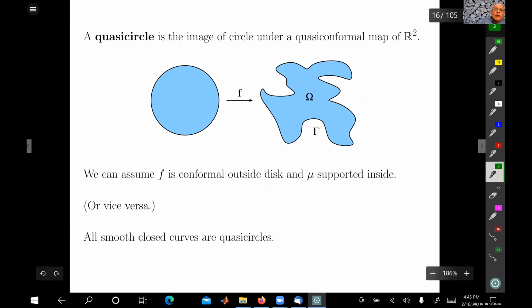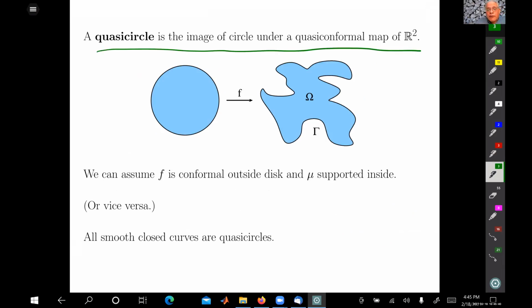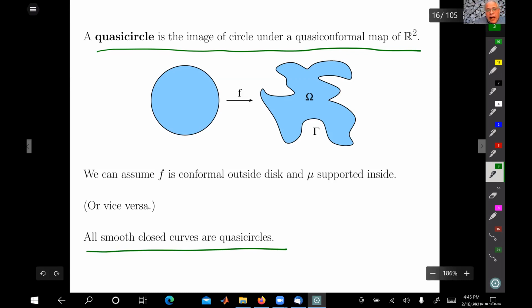But officially, a quasi-circle is the image of a circle under one of these quasi-conformal homeomorphisms. You have a mapping of the plane to the plane, and the circle gets carried onto a Chord Arc curve. It's a special kind of Chord Arc curve because we're not allowing arbitrary homeomorphisms. They have to have this special property. Every smooth closed curve is a quasi-circle automatically.